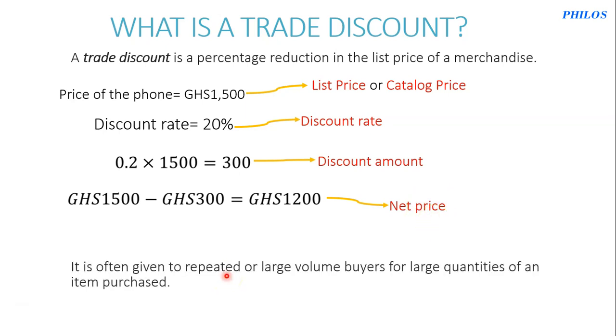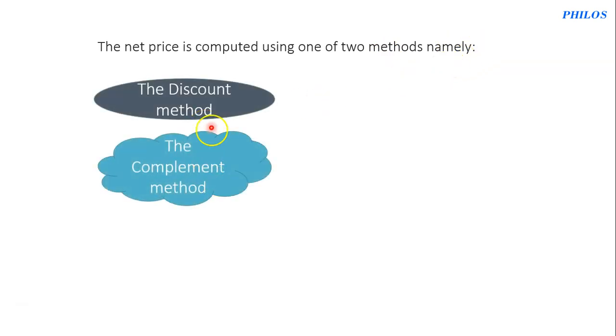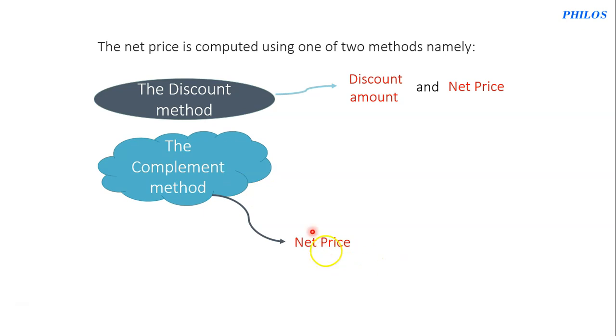Now, this trade discount is often given to repeated or large volume buyers for large quantities of an item purchase. Now, the net price is computed using one of two methods, namely the discount method and the complement method. So you can use either of these two methods to find the net price. When you use the discount method, you will get the discount amount separately and the net price separately. But when you use the complement method, you only get the net price, straightforward. When you use the discount method, you first get the discount amount, then from there you can get the net price. But when you use the complement method, you get the net price straight.